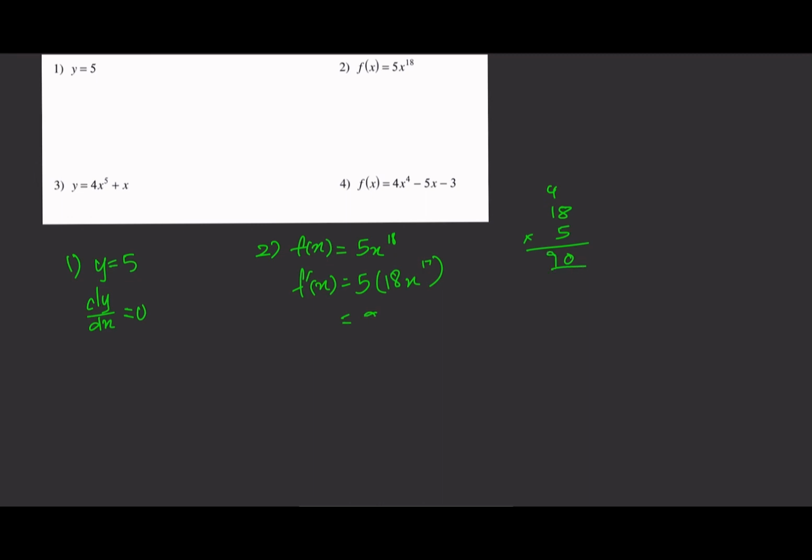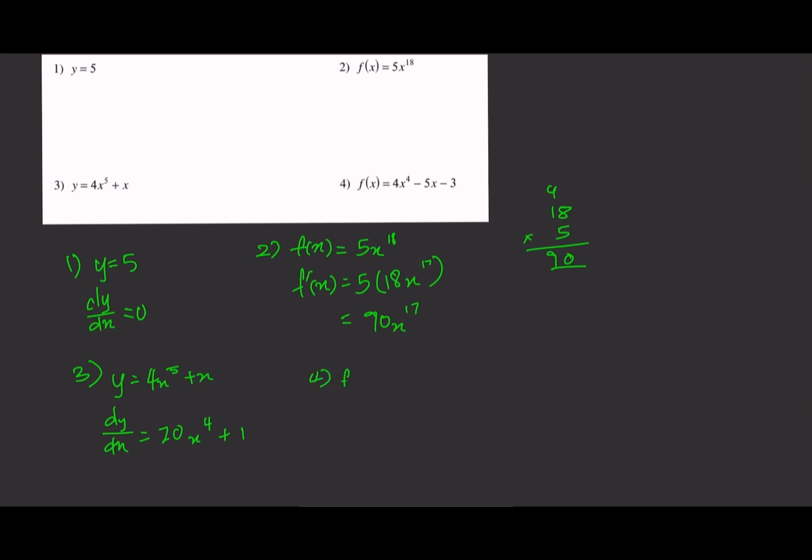So it will be 90 x 17, right? Great. Now, question 3, y equals 4x^5 plus x. Then you differentiate it: dy/dx equals 5 times 4, 20, x^(5-1), which is x^4, plus, if we differentiate x, we get 1, right? Because x to the power 1, we bring 1 down, 1 minus 0, x to the power 0 equals 1, right? Alright, great.